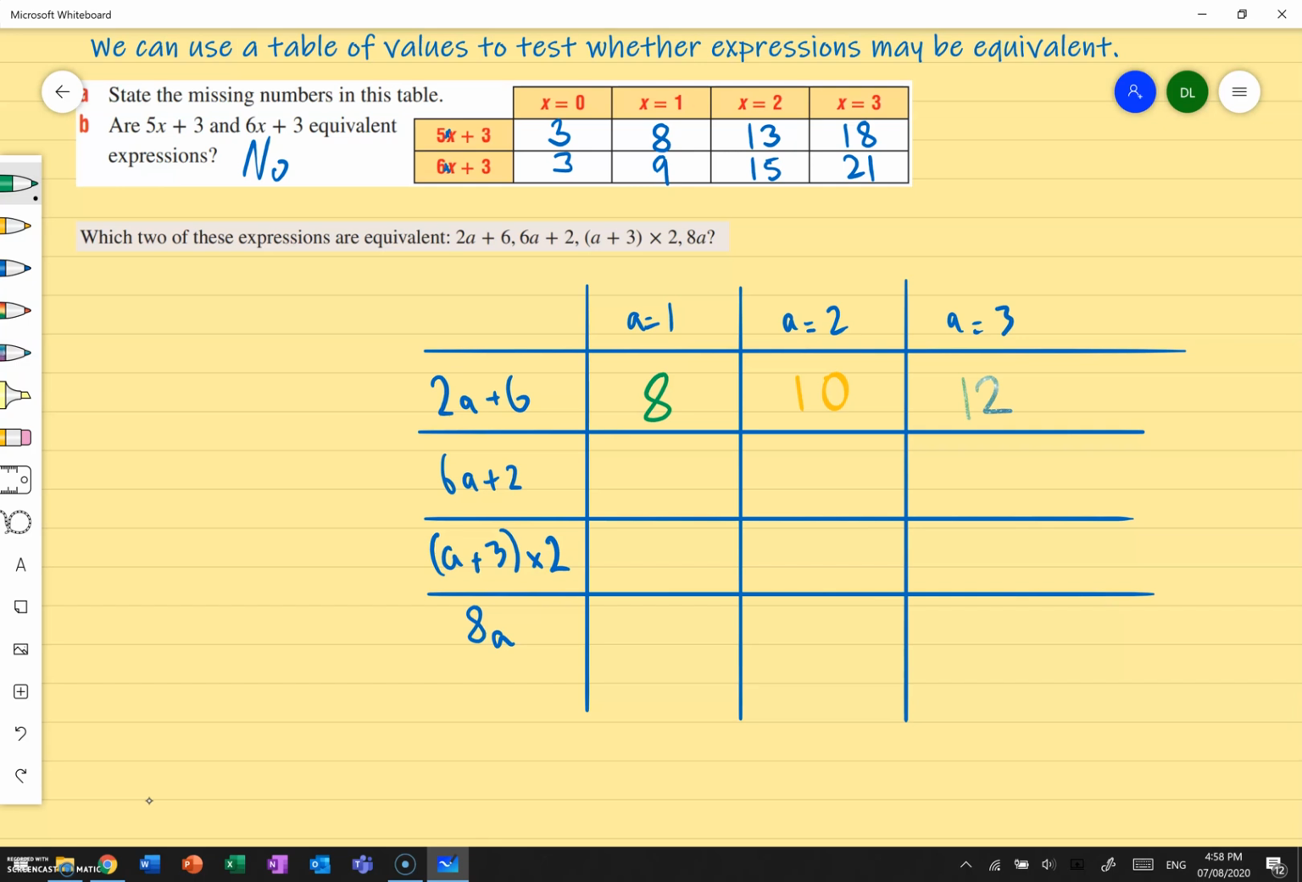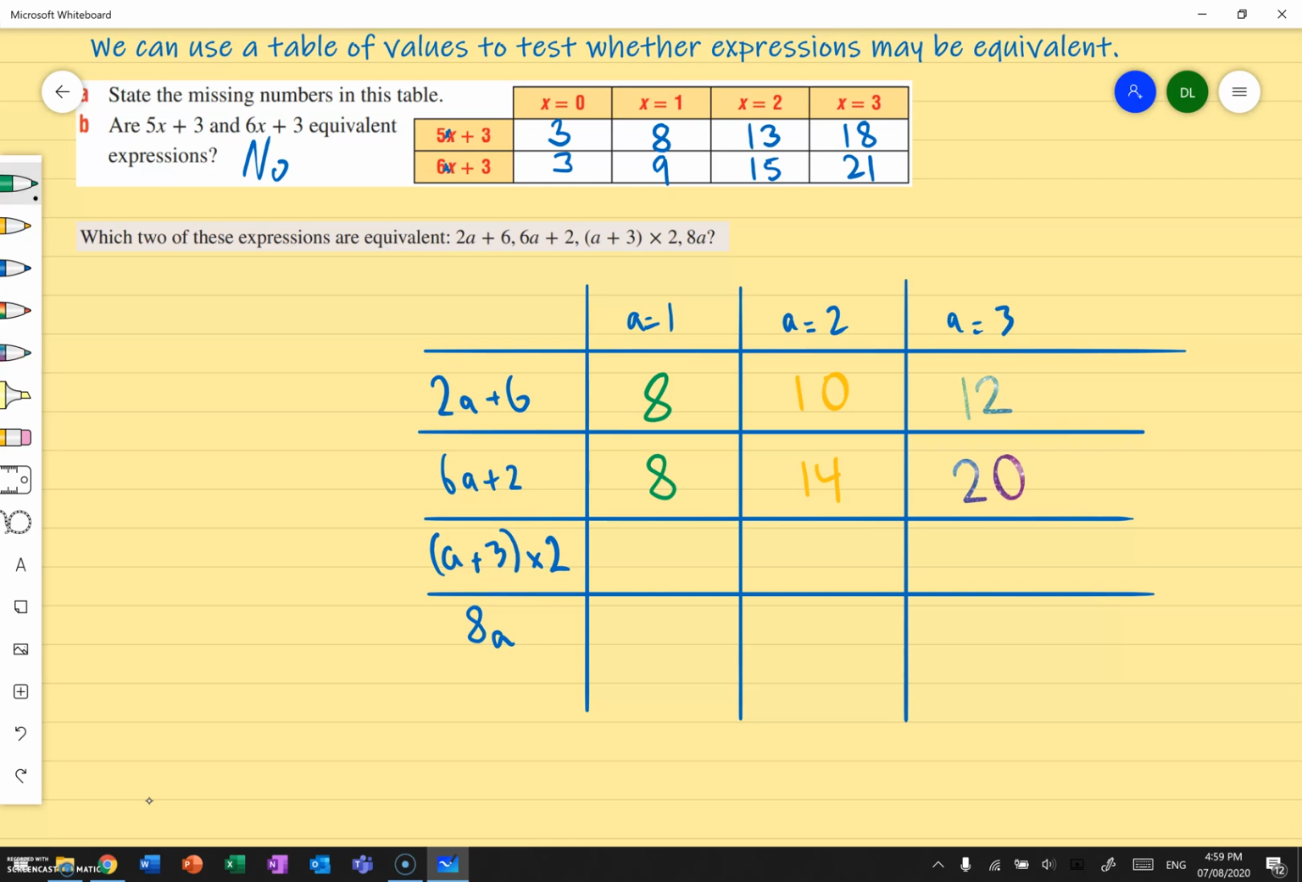Okay, let's start with the second one. I've got 6 times a plus 2. So if a is 1, I get 6 times 1, which gives me 6, plus the 2 gives me 8. Up next, I've got a equals 2. So 6 times 2 gives me 12, plus 2 gives me 14. Up next, I've got a equals 3. So 6 times 3 gives me 18, plus 2 is 20.